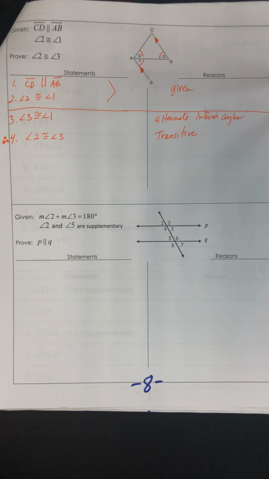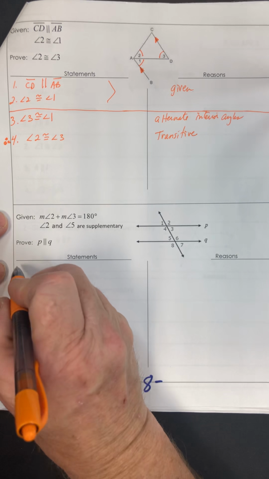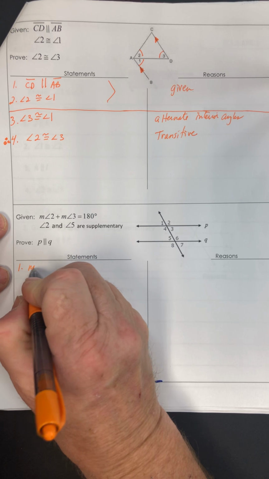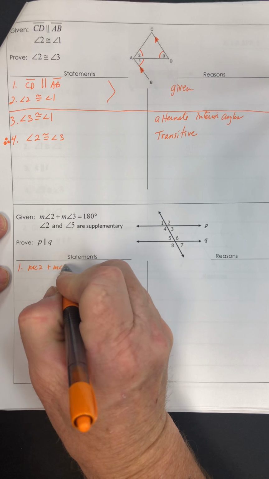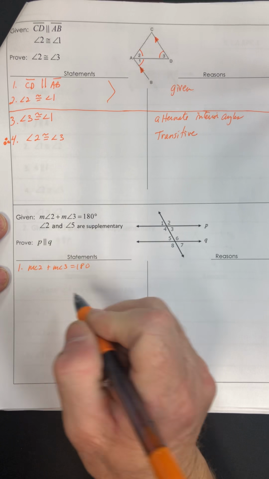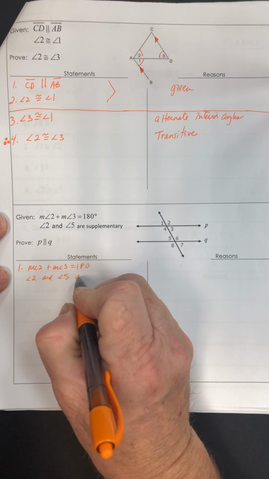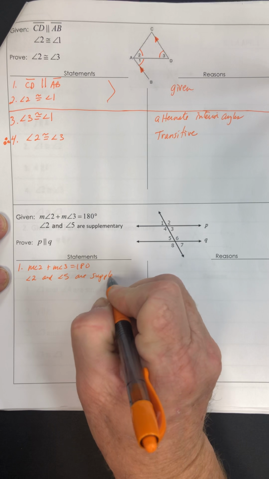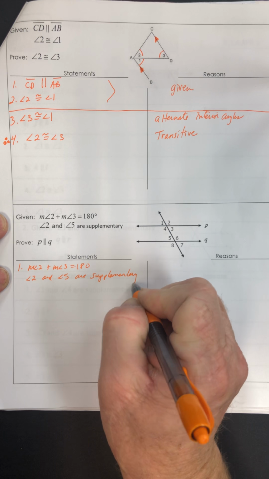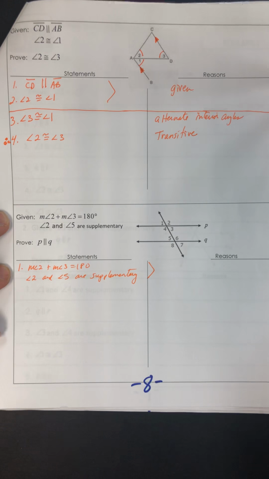Okay, so let's write down the given. Measure of angle 2 plus the measure of angle 3 equals 180. Angle 2 and angle 5 are supplementary. So both of those are given.